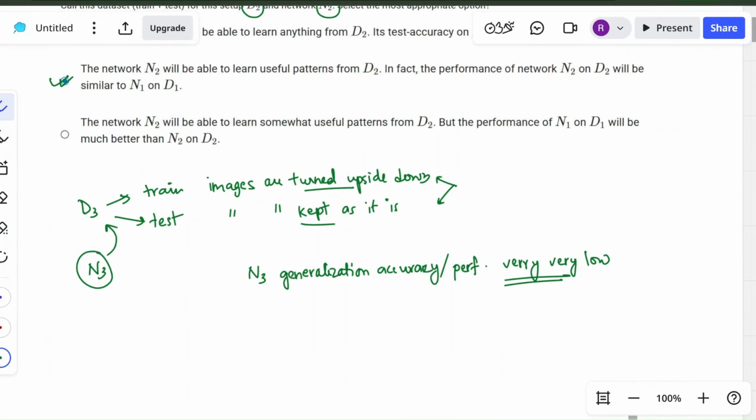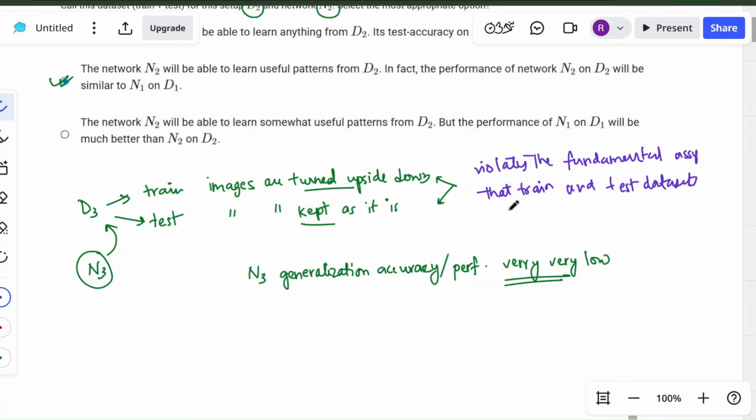So let me just make a note of it. It violates the fundamental assumption, a very fundamental assumption, that train and test datasets come from the same distribution.